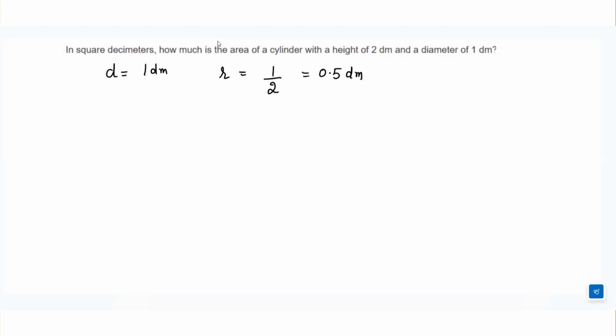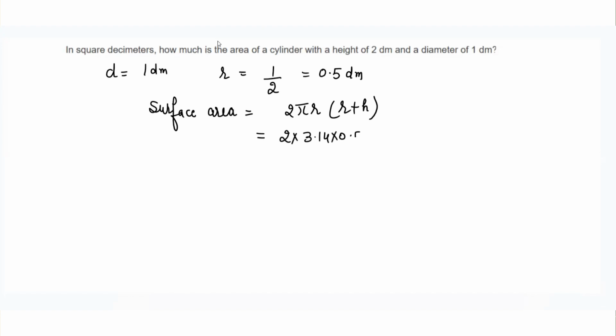Then we have to calculate the surface area. We'll put it in the formula. Surface area equals 2 pi r times r plus h. We'll substitute the values here: 2 into 3.14 into 0.5 into 0.5 plus h, which is 2. We'll write here 2 into 3.14 into 0.5. If I add it together, I will get 2.5, and when I multiply all these, I'll get 7.85 square units.